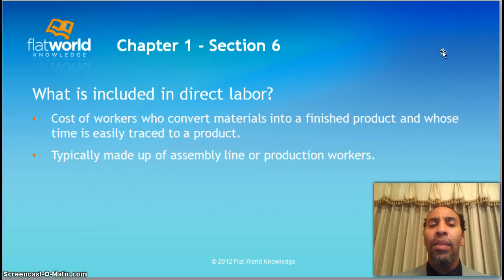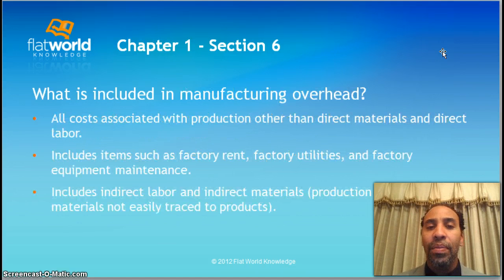So what is included in direct labor? It's the cost of workers who convert materials into a finished product and whose time is easily traced to a product, right? If I'm John Johnson and I create the desk, my direct labor is easily traced to the product. But if there's a supervisor who supervises my department and another department, their work and their time and their wages are not easily or directly traced to the creation of that desk. So that's not the same as direct labor. That's going to fall under indirect labor, which we'll discuss later. Direct labor is typically made up of assembly line or production workers.